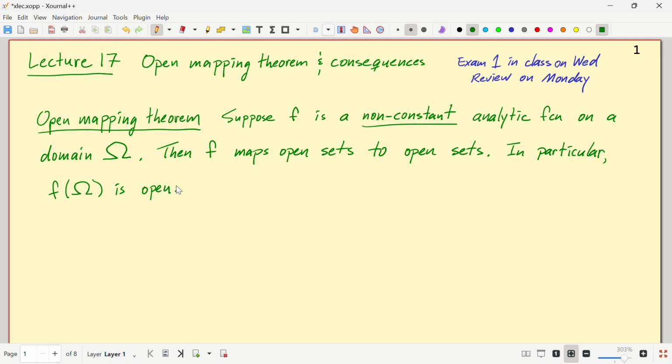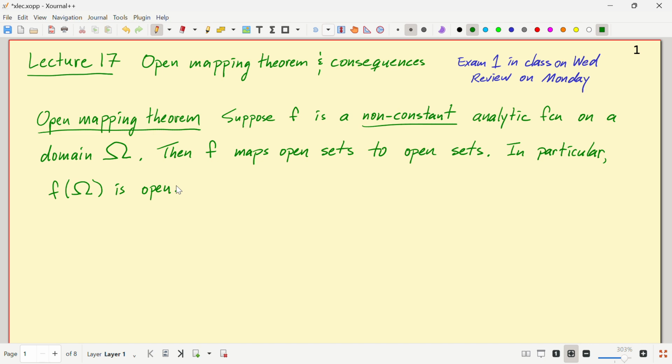So today I'm going to prove a famous theorem called the open mapping theorem, which is a special property that analytic functions have. If f is analytic on a domain, or just any open set, well, let's make it connected. So it'll be an open connected set as a domain. Then if f is a not constant analytic function, it maps open sets to open sets. And so in particular, the image of omega would be an open set in the complex plane.